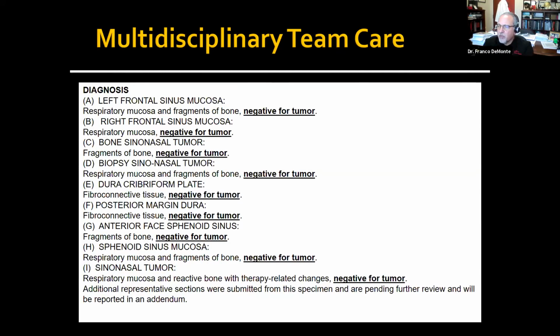But the important part of this story is his pathology from his second operation. After the chemotherapy, there was not a single viable tumor cell identified, really highlighting the importance of the appropriate chemotherapy in this disease.